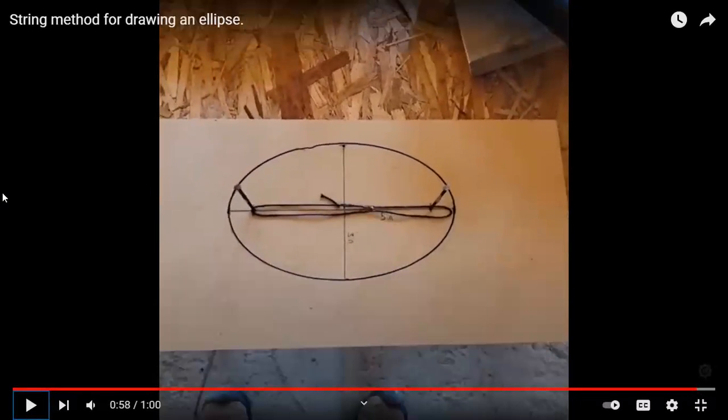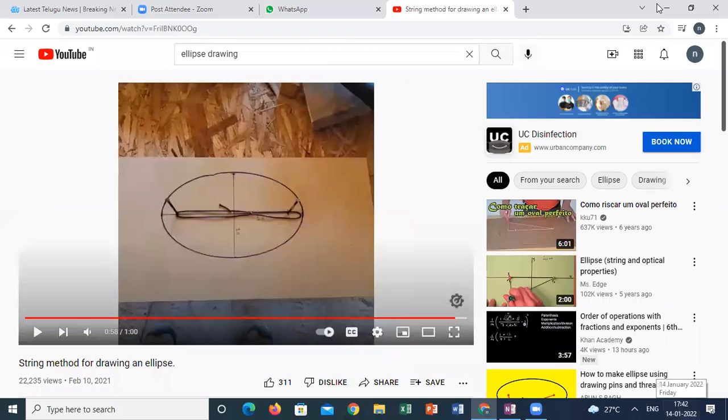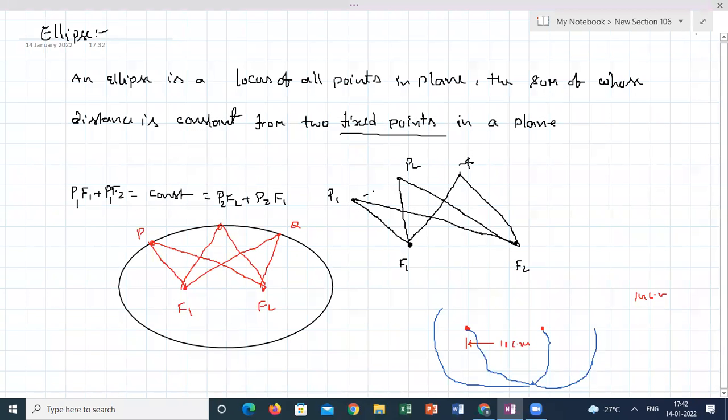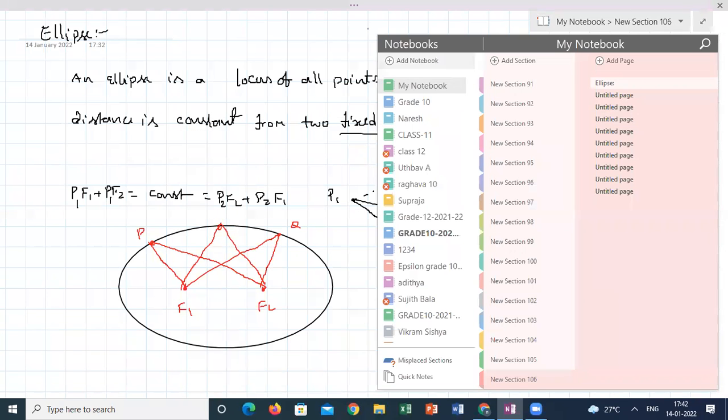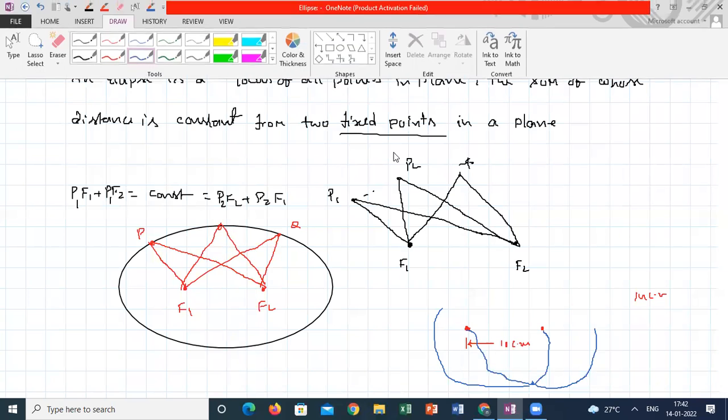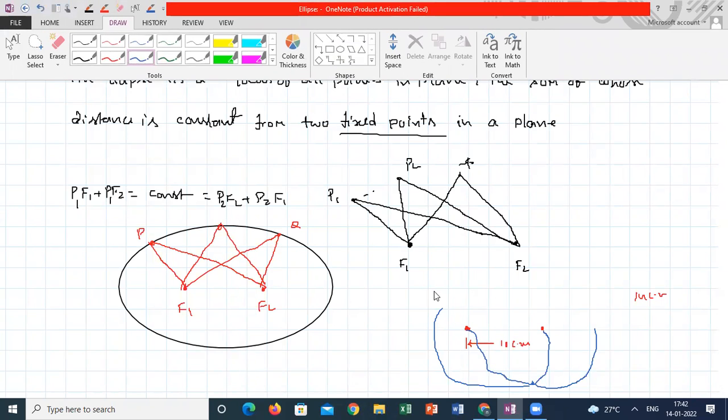Look into this video, the length of the thread is fixed. Whatever point you take, the sum of the distances from both the nails to any point on this drawing is always fixed. This is the definition of the ellipse from plane geometry. With the help of this definition only, we are going to derive the equation of the ellipse. Is it clear, students? What is the ellipse from the plane geometry point of view?